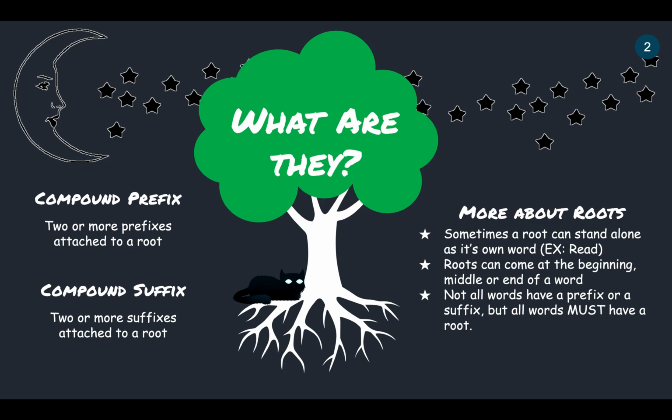Some more things to know about prefixes, suffixes, and roots. You can have more than one prefix or suffix attached to a word. Two or more prefixes attached to a root is called a compound prefix, and two or more suffixes attached to a root is called a compound suffix.